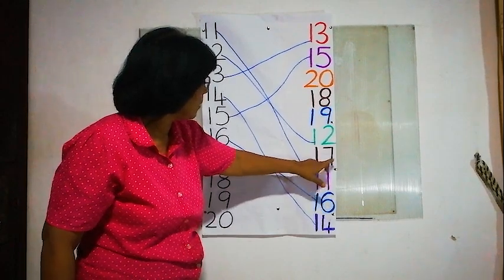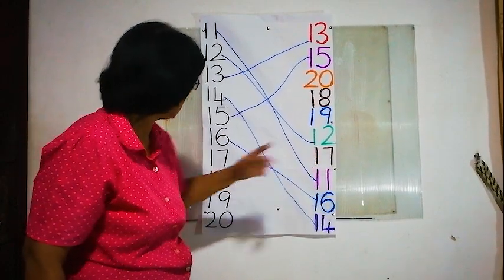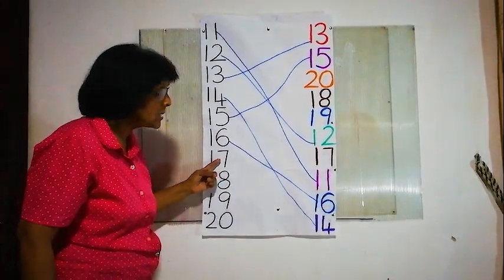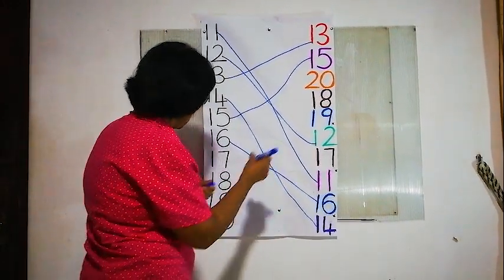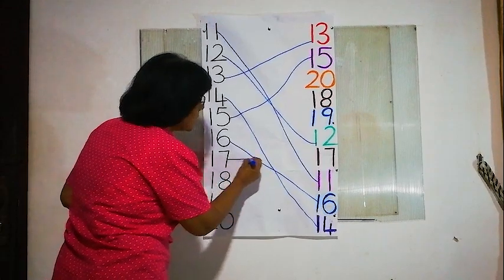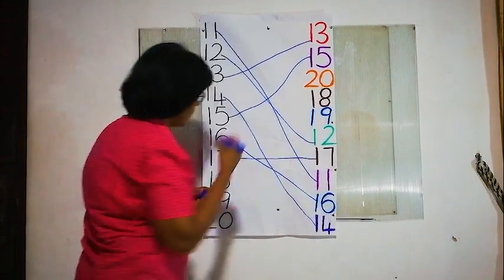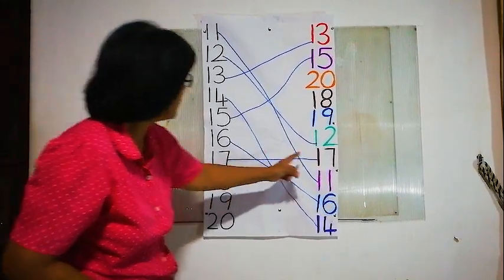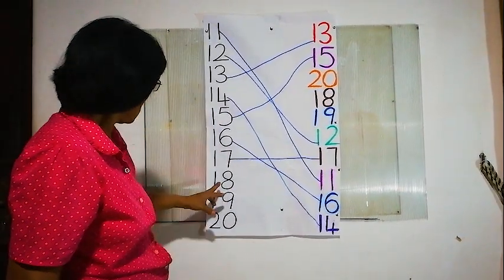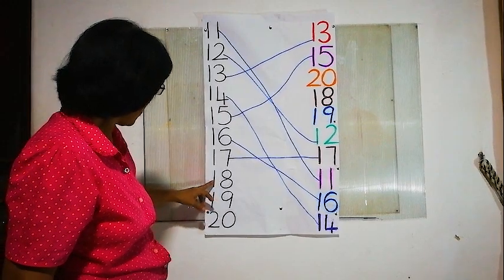17. 1 and 7. Is this the number that we are searching? Yes. 17 and 17. We'll match 17 and 17. Okay, 1, 7, 1, 7. Correct. Okay. Now we are going to the next one.